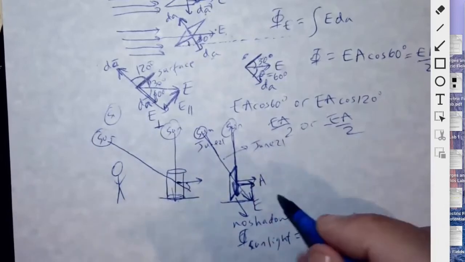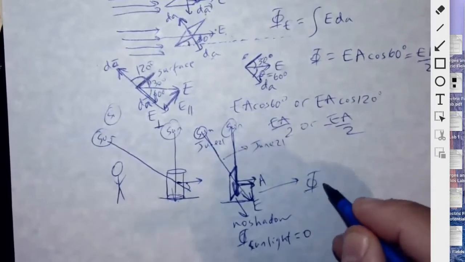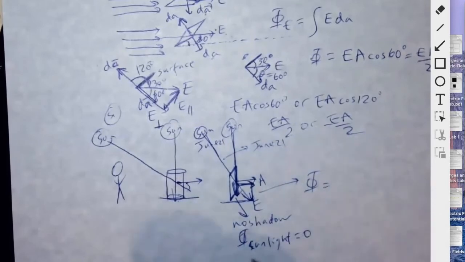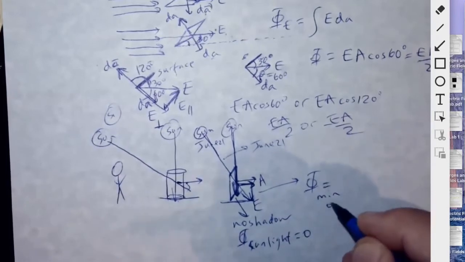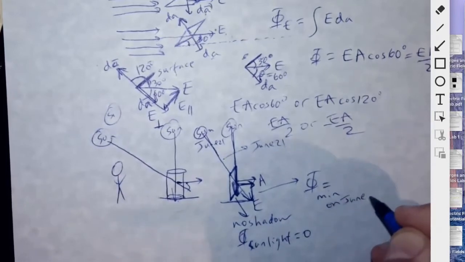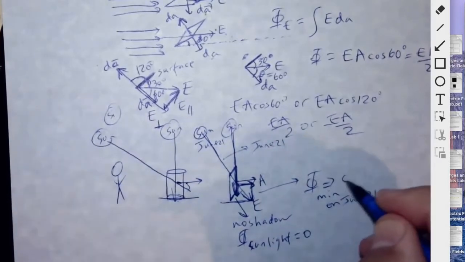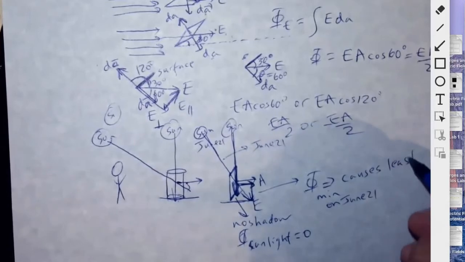So for us, in other words, from LA, you will never have the flux be 0. The minimum for us is on June 21, and you will cast the least shadow.